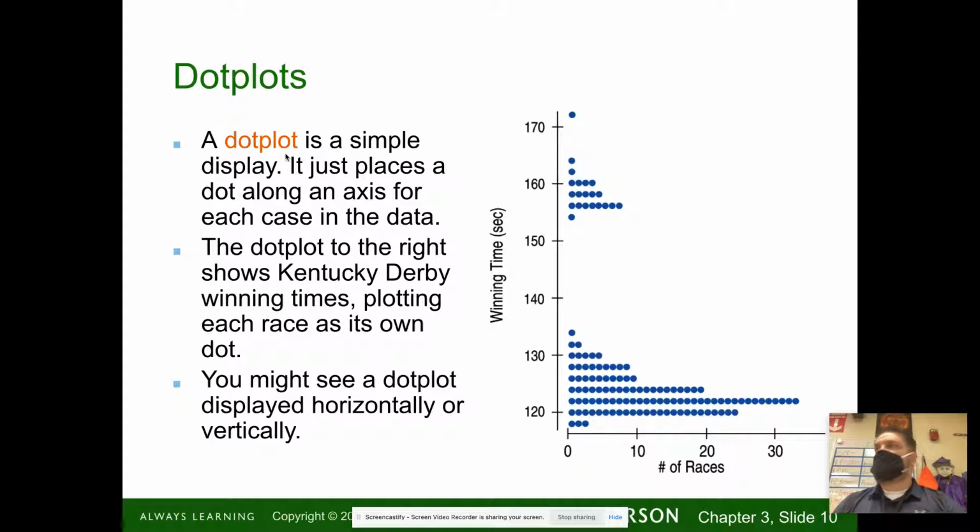So dot plots are kind of like a combo of both. It's just another way to do it. Your calculator can do dot plots. But a dot plot basically does the same thing. The nice thing about the dot plot is you get a feel for the distribution.